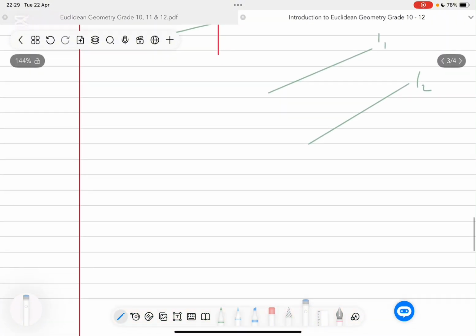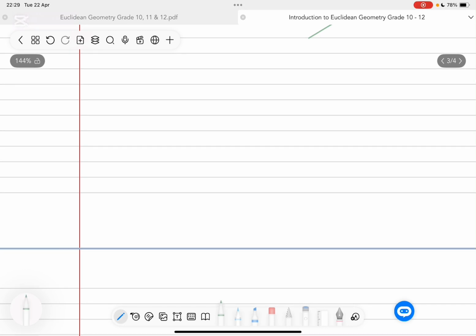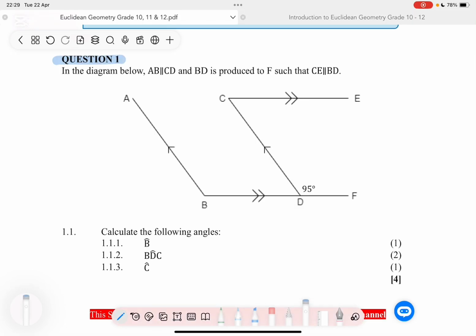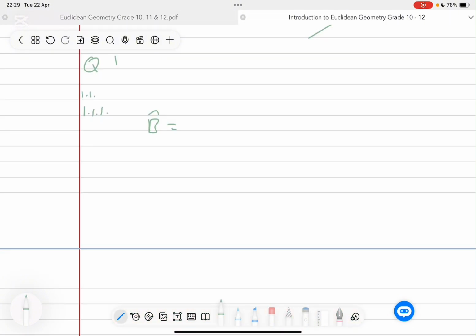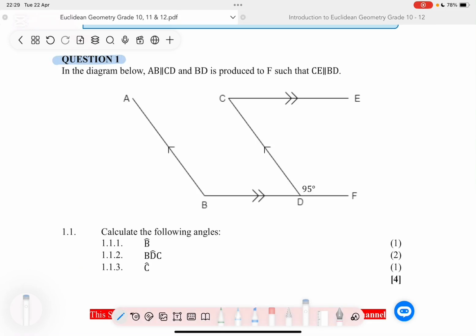Now, let us go and answer this question here. Question 1, and we are doing 1.1.1. I will say here that angle B is the same as angle CDF and is equal to 95 degrees. So I'm saying this angle B is 95 degrees. This angle and this angle are the same.